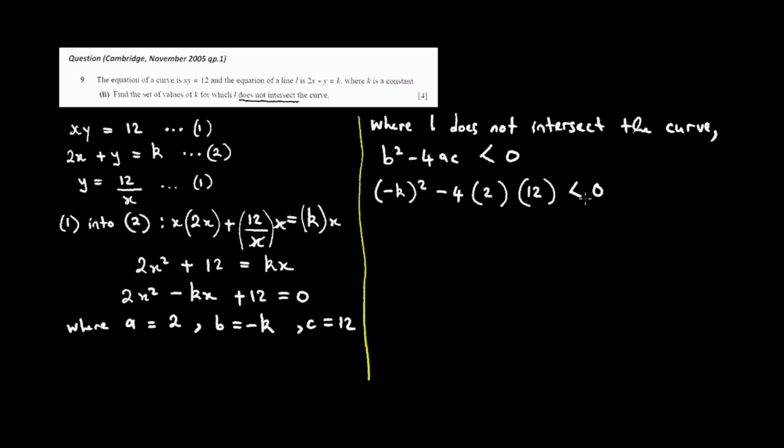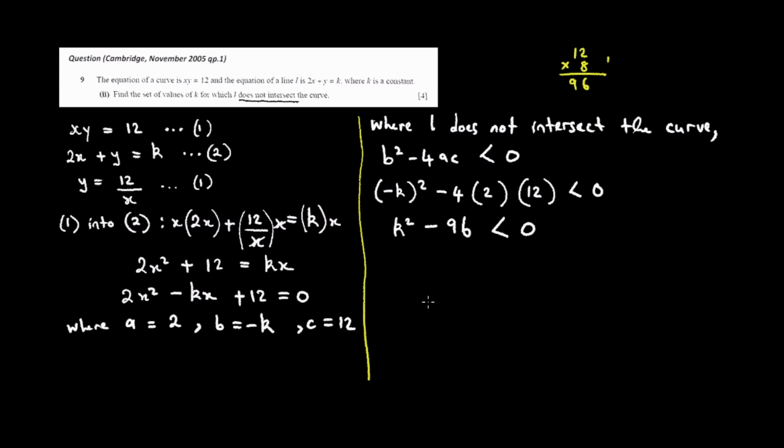Now let us simplify this. Minus k squared is k squared, remember an even power removes a negative. Minus 4 times 2 is minus 8. What is 12 times minus 8? 12 times 8: 8 times 2 is 16, 1 up, 8 times 1 is 8, plus 1 is 9. So it's actually k squared minus 96, and this is less than 0.